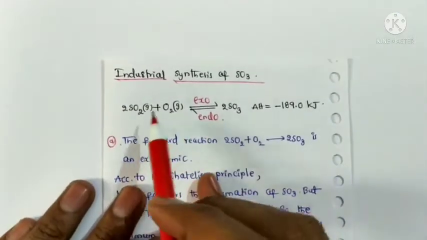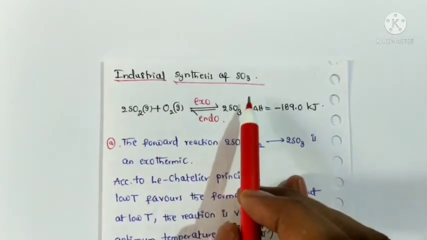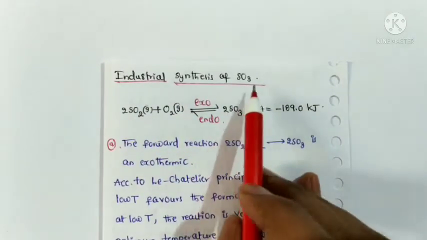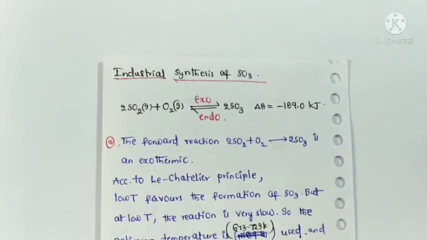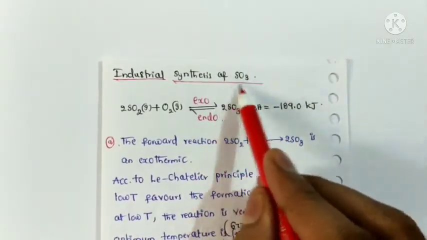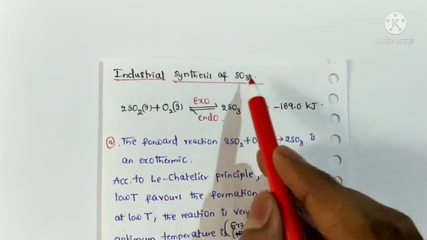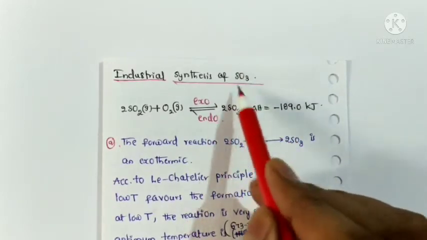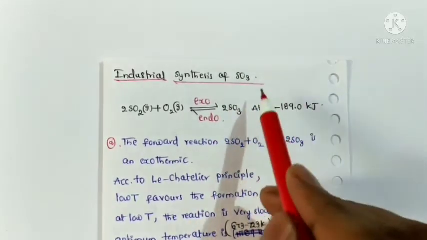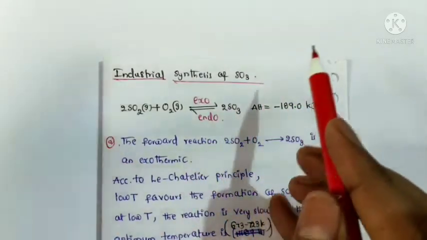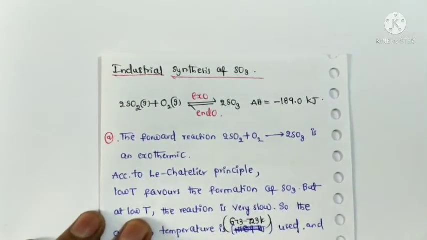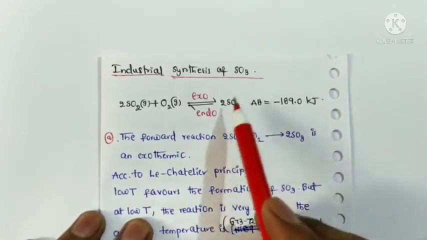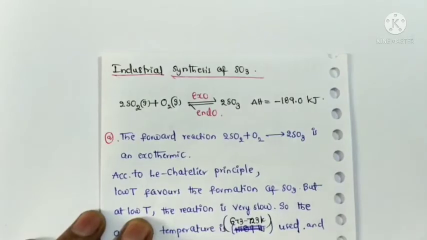Next is another process, the industrial synthesis of sulfur trioxide. The main ingredient for the production of sulfuric acid is sulfur trioxide. That's why the production of sulfur trioxide is very, very important. But actually the production of sulfur trioxide is an equilibrium process. So don't worry, by applying Le Chatelier's principle, we can obtain more yield of sulfur trioxide. That is the importance of Le Chatelier's principle.